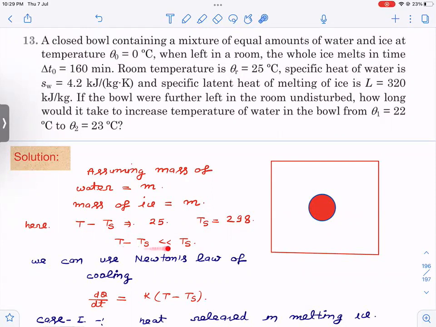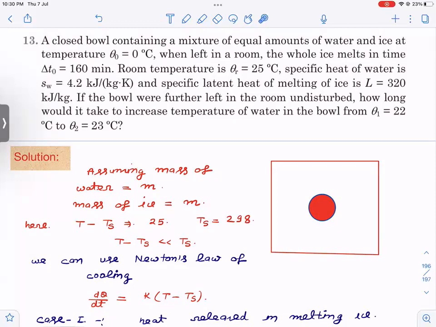So that is why this question is given. Now, Newton's law of cooling is dQ by dt equal to k times T minus Ts. This is the rate of heat loss. And here T is the temperature of the body and Ts is the temperature of the surrounding, right? So I'm going to apply this for the first condition now.